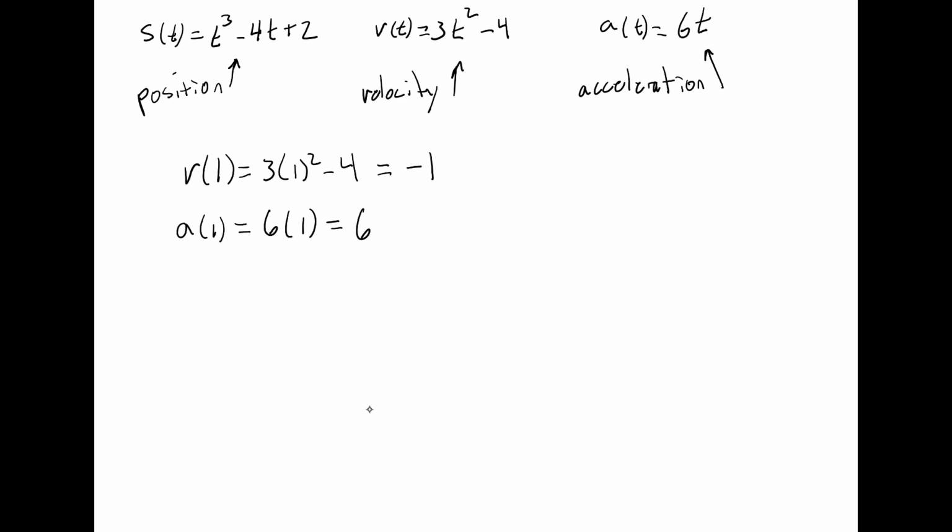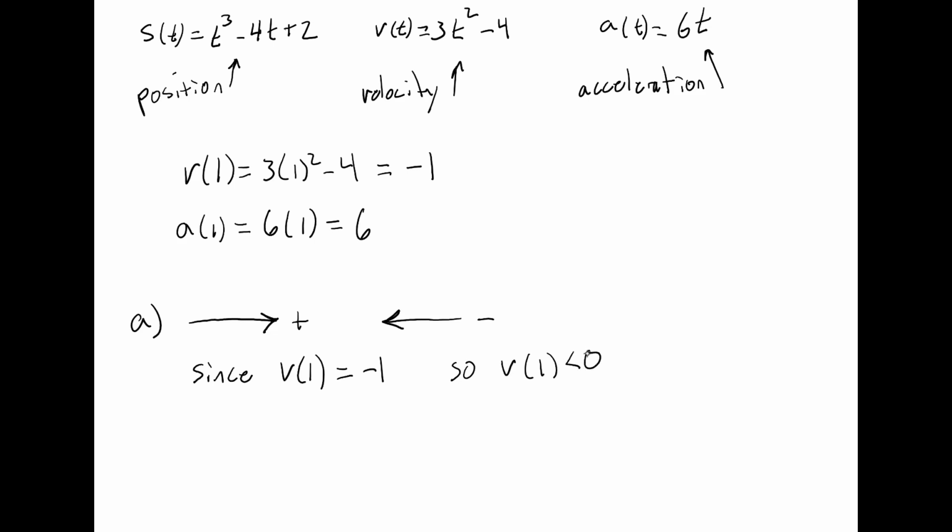So for part A, is the particle moving from left to right or right to left? Well, if you remember, the problem initially stated that the particle was moving in the positive direction to the right. So that means this way is positive. This way is negative. So since v of 1 is -1, v of 1 is less than 0.